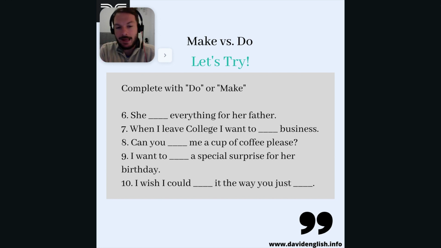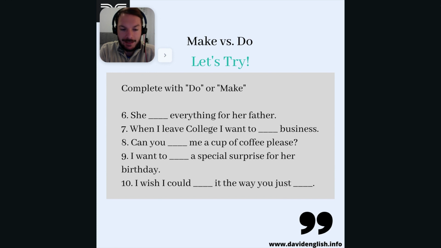7. When I leave college, I want to blank business. I want to do business. Okay? It's an expression. Let's do business together. You are allowed to say, I want to create a business, I want to build a business, I want to make a business. That's okay. But a lot of people like to say, I want to do business.